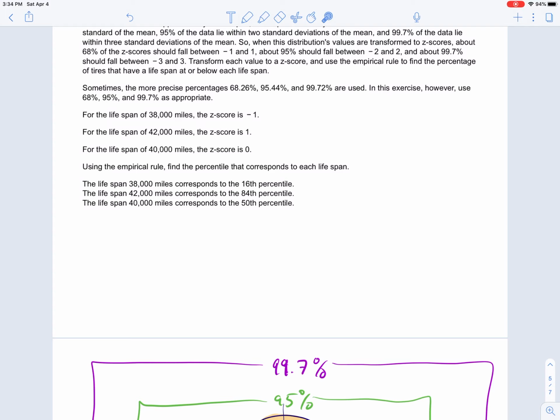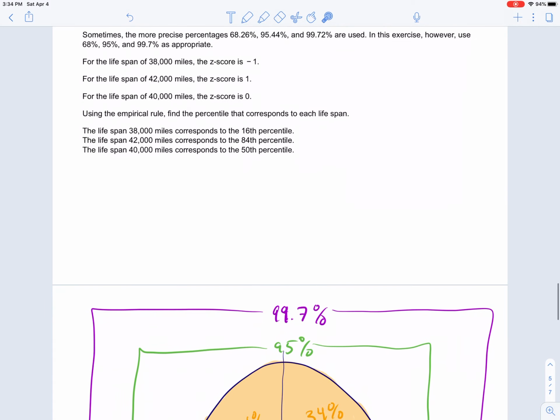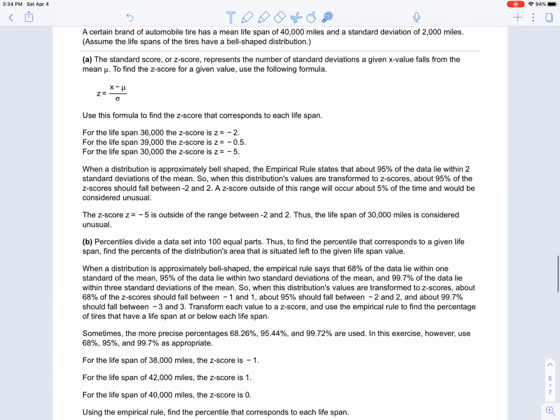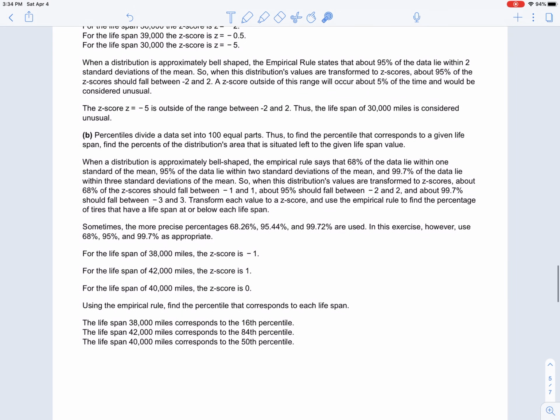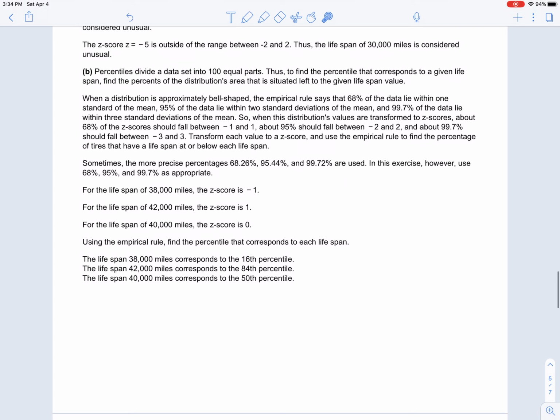Let's do the next one. Oh, wait a minute. Why did we get negatives? Did I do something wrong there? The z-score, 30,000, okay, 40,000. Okay, so maybe they just gave us some different data. Okay, we're fine.